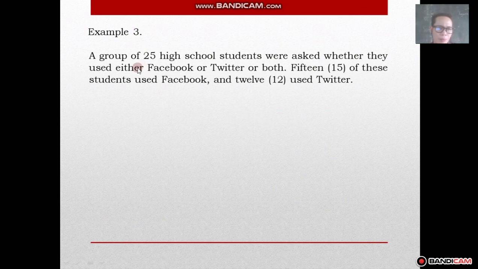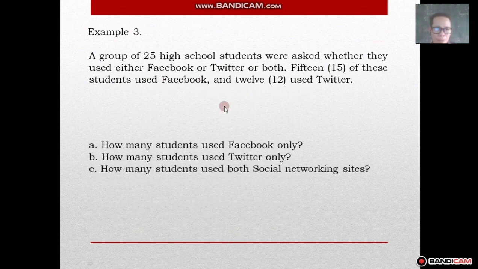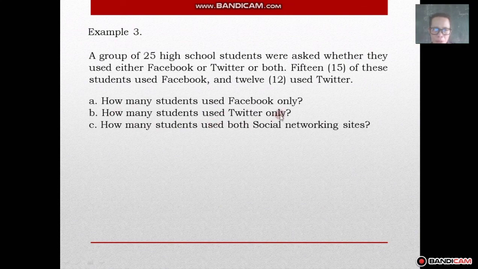Then example number 3. A group of 25 high school students were asked whether they use either Facebook or Twitter or both. Then 15 of these students use Facebook and 12 use Twitter. Alright, then these are the questions that need to be answered. Okay, now step 1. There are no writings here, so I want you to memorize step by step.